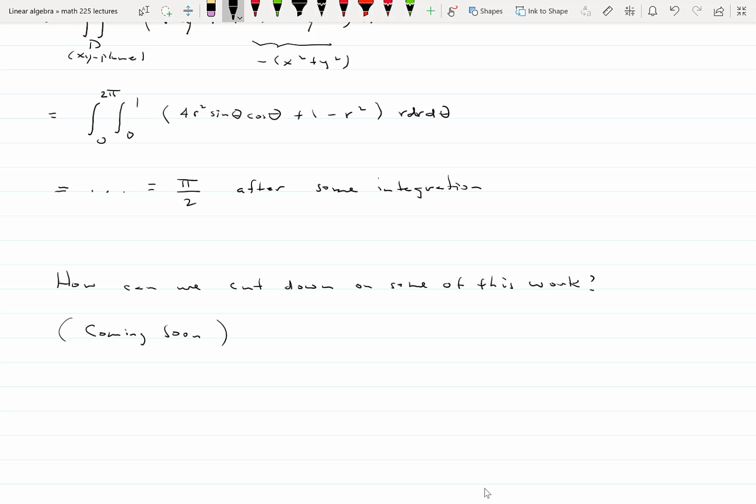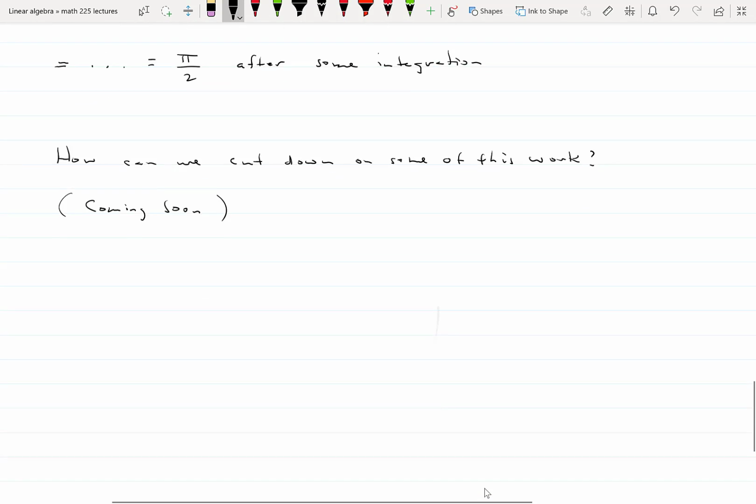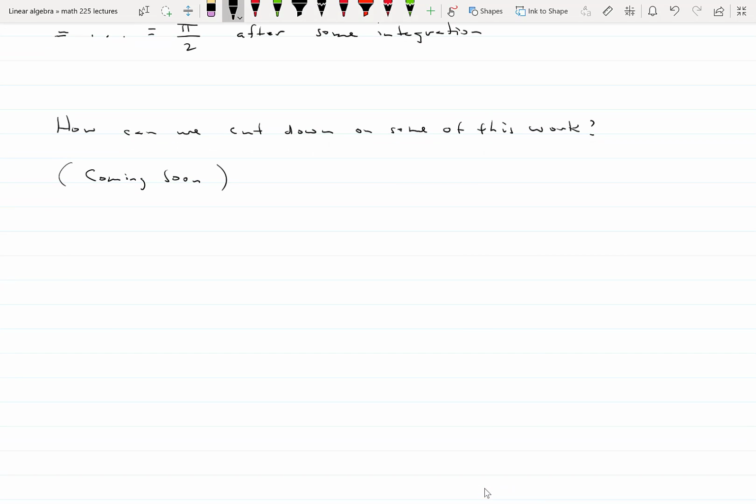Okay, so let's see here. In order to discuss the big thing for our lecture tonight, which is the divergence theorem, we need to talk about a quantity called the divergence of a vector field.